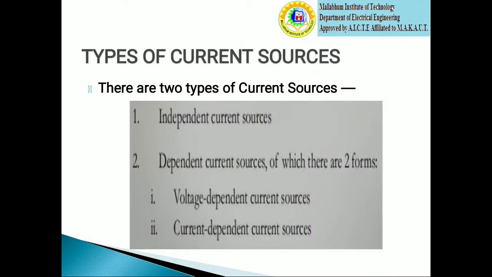There are also mainly two types of current sources. One is independent current sources and another is dependent current sources. Dependent current sources are again divided into two types. One is voltage dependent current sources and another is current dependent current sources.